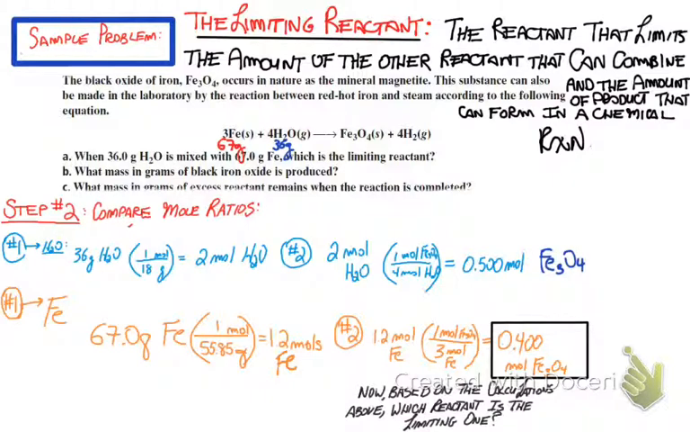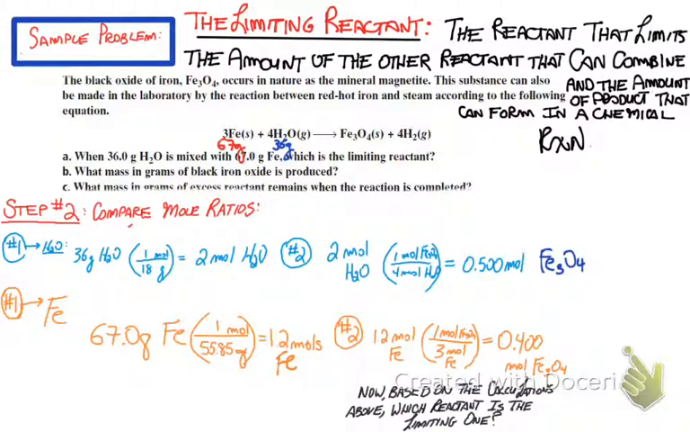So obviously, this one produces less product, and therefore the whole reaction will be driven by how much iron produces of the product iron oxide, black oxide. So all we can produce in this is 0.4 moles of the product. Therefore, it says what is the mass in grams of black oxide that's formed?